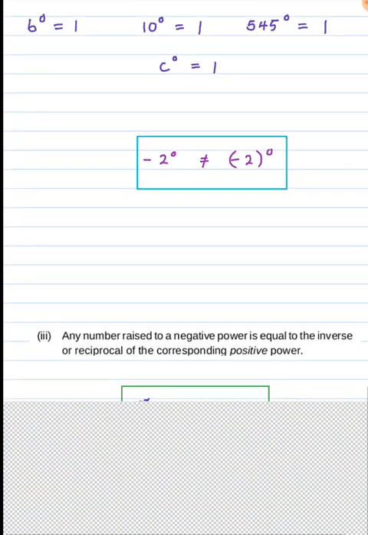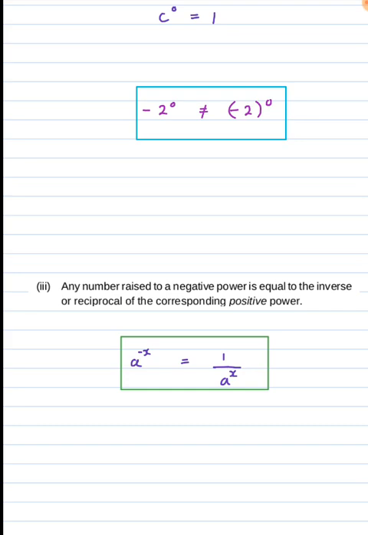Then here we have a special thing we have to take note of. Minus 2 to the power of 0 is not the same as minus 2 in brackets to the power of 0. We want to look at it, and since we have minus 2 to the power of 0, what it means is that it is going to be minus, then we have 2 to the power of 0, like this, right? So your solution will be equal to minus 1.